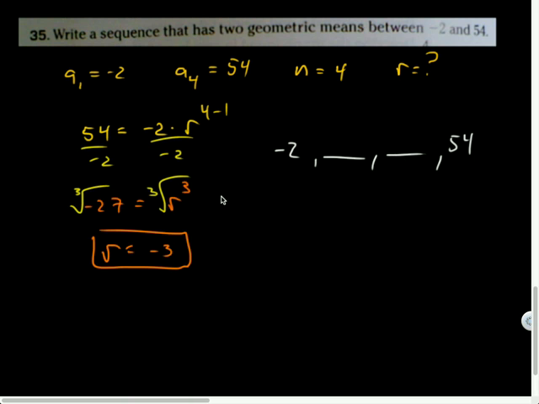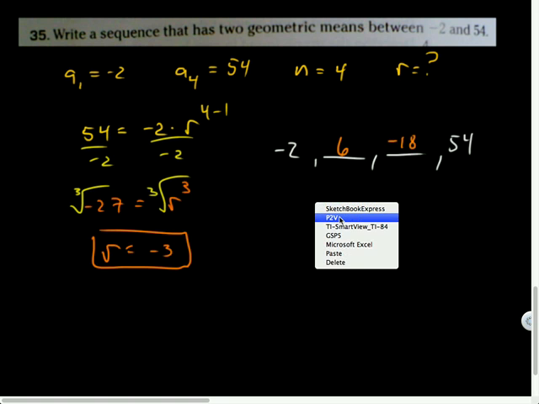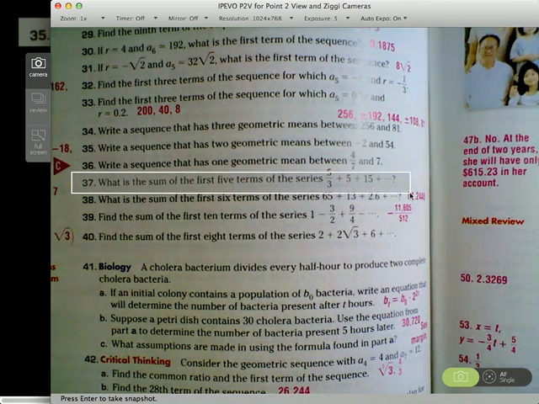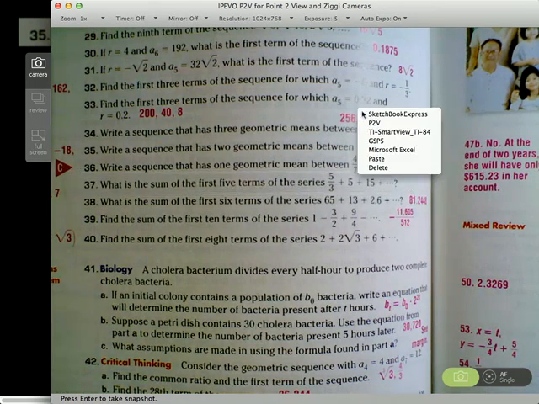So let's multiply negative 2 times negative 3, that's positive 6. Multiply that by negative 3, that's negative 18. And just to verify, multiplying this by negative 3 is positive 54. So 6 and negative 18 are 2 geometric means between those two. And you guys got lucky and didn't have to use your second formula last night, so let's do that now.